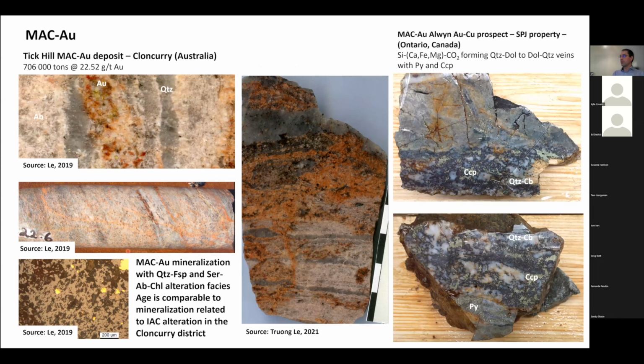Gold at the Tickhill deposit. Tickhill in itself is still a significant deposit, very high-grade gold, about 500,000 ounces at very high grade, with low iron type of alteration facies associated with that mineralization.